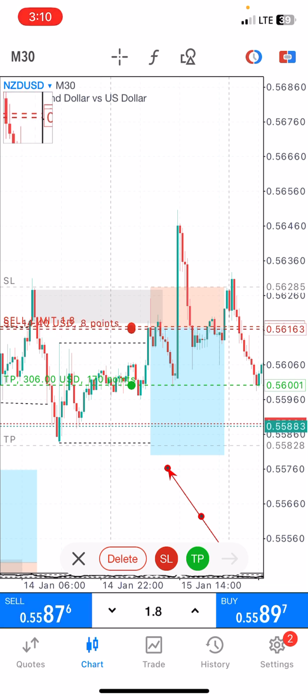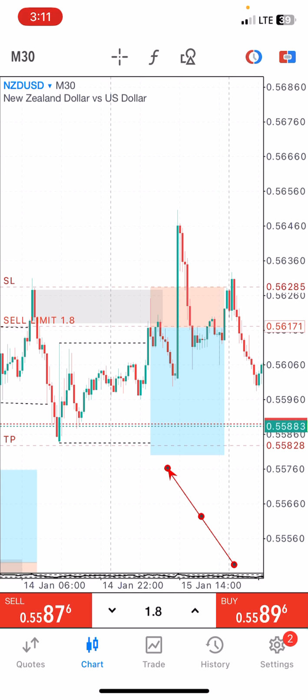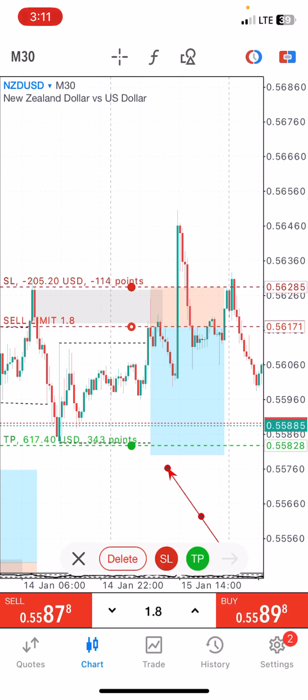So I was traveling at that moment, so I did not have the chance to do that. And there was a news release. This was what I would have done. I will just tap on it like this. If I tap on this screen, this thing will come out. Then my SL will not move. I will move it down below my entry.